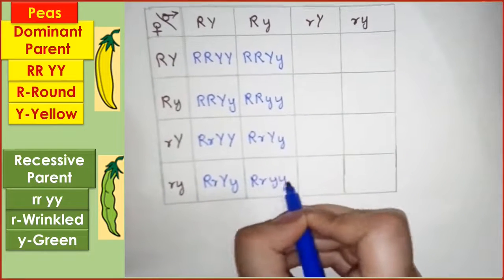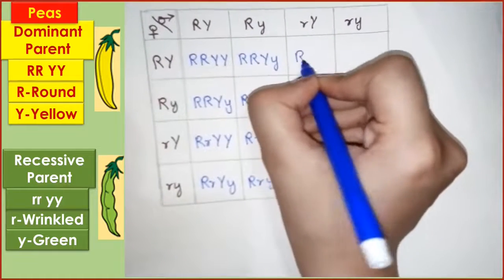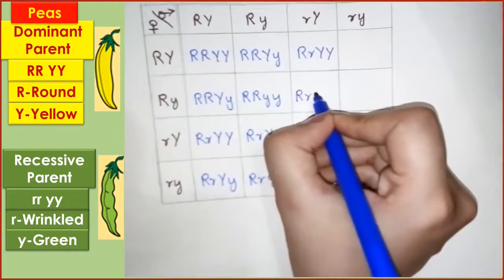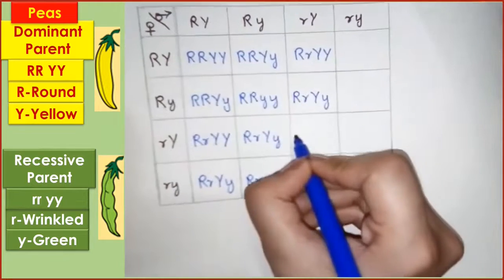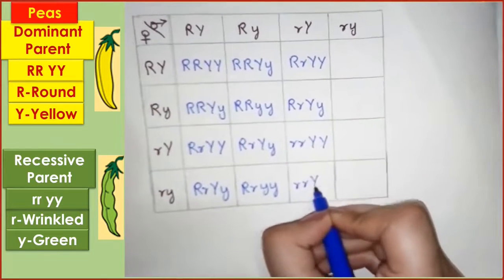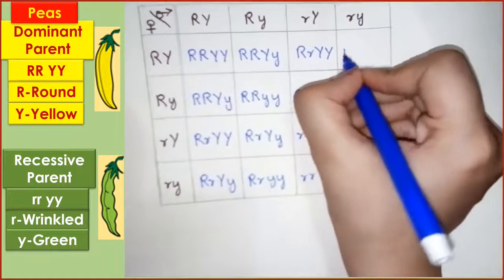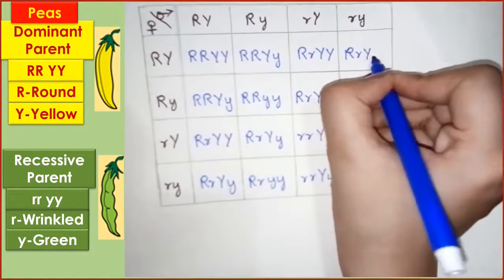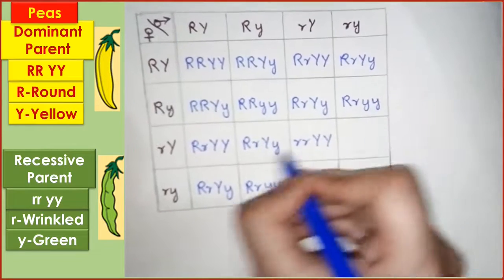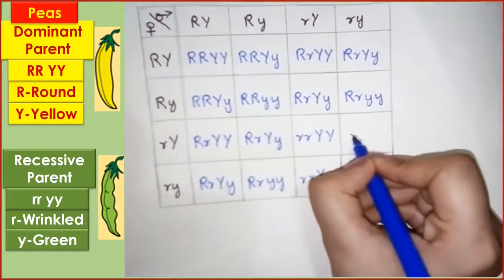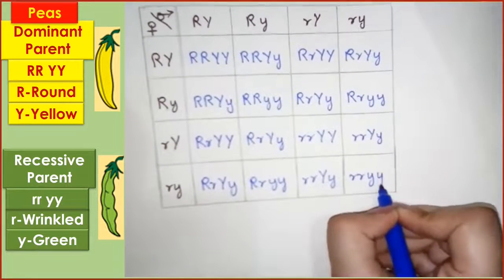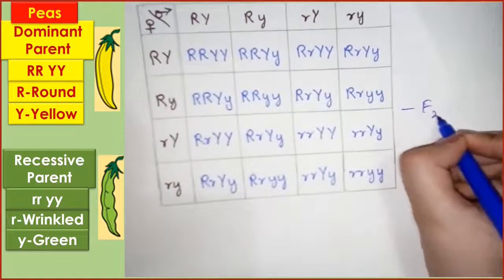In the same way, capital R small r capital Y, small r capital Y and small r capital Y, small r capital Y small y, capital R small r capital Y small y, capital R small y small y, small r capital Y small y, and in the end small r small y small y. All these 16 offsprings are the F2 generation. They all make up the F2 generation.